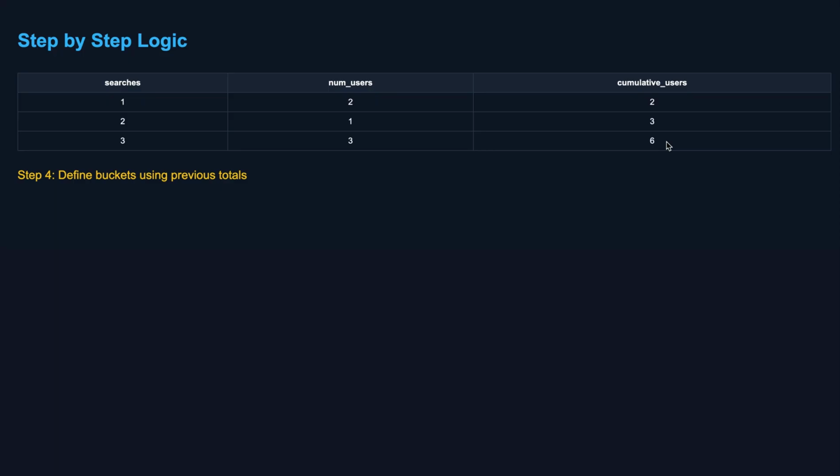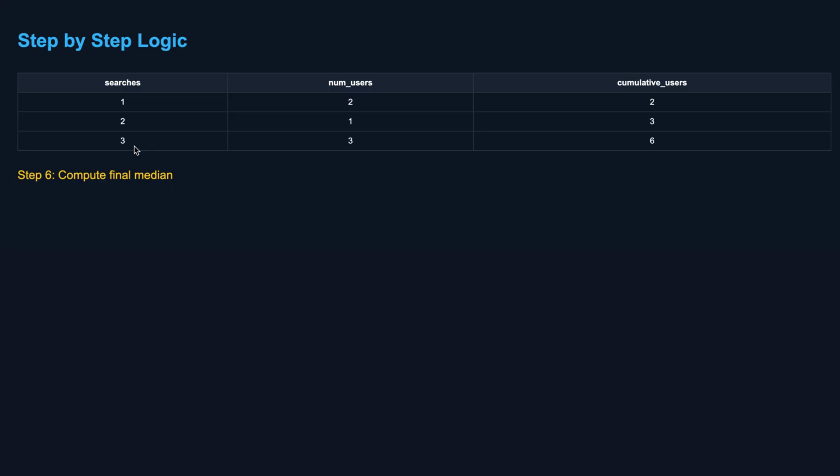So now we simply check where positions 3 and 4 fall. So we check ranges. Position 3 lies in the range 2, 3, which has a search value of 2. And position 4 lies in the range 3, 6, which has a search value of 3. So instead of finding the median directly, we find the bucket that contains the median positions.